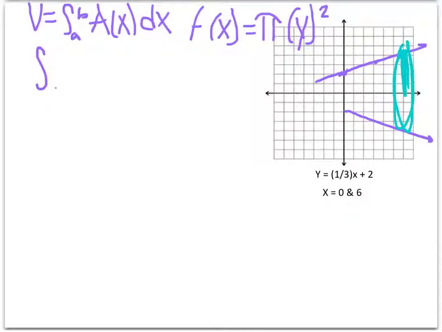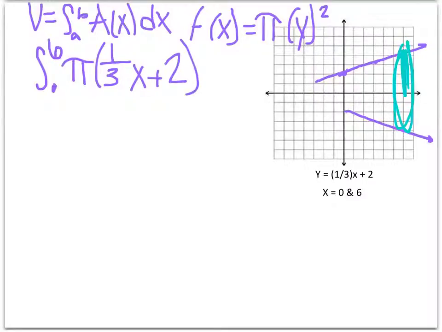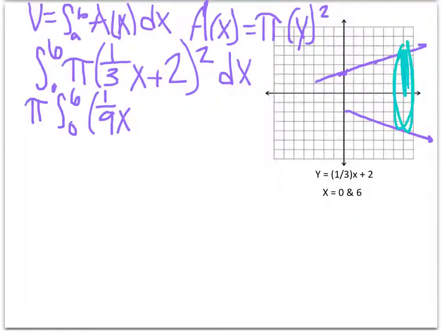We have the integral between 0 and 6. Area is pi times, and now here we put in the y equation, (1/3 x plus 2) squared, and then we can add the dx. So we can first off pull the pi out and then rewrite this equation, and now we can simplify that, and we get 1/9 x squared plus 4/3 x plus 4.